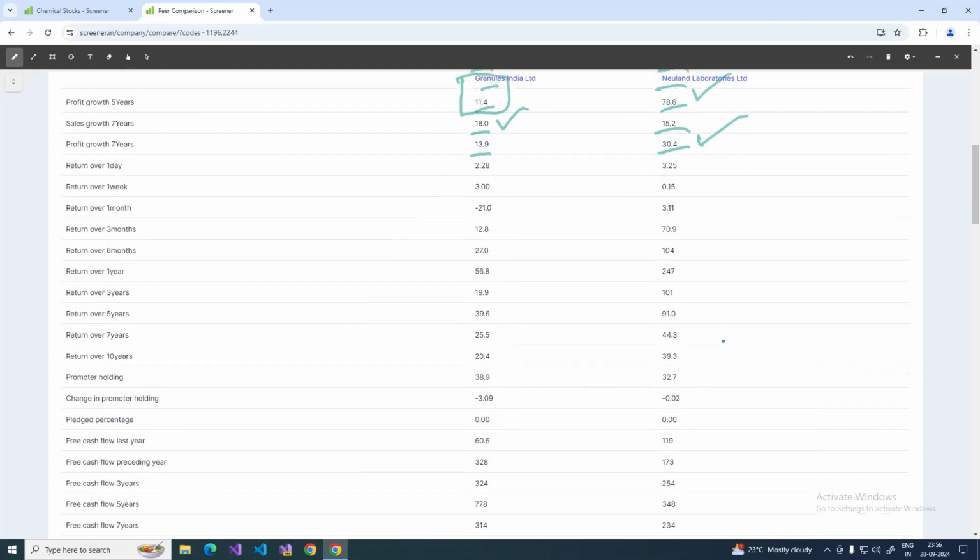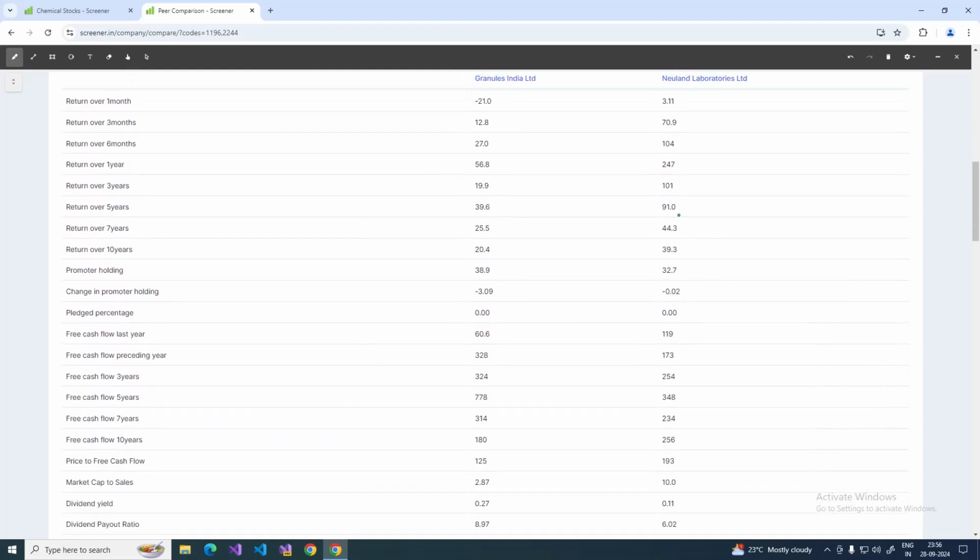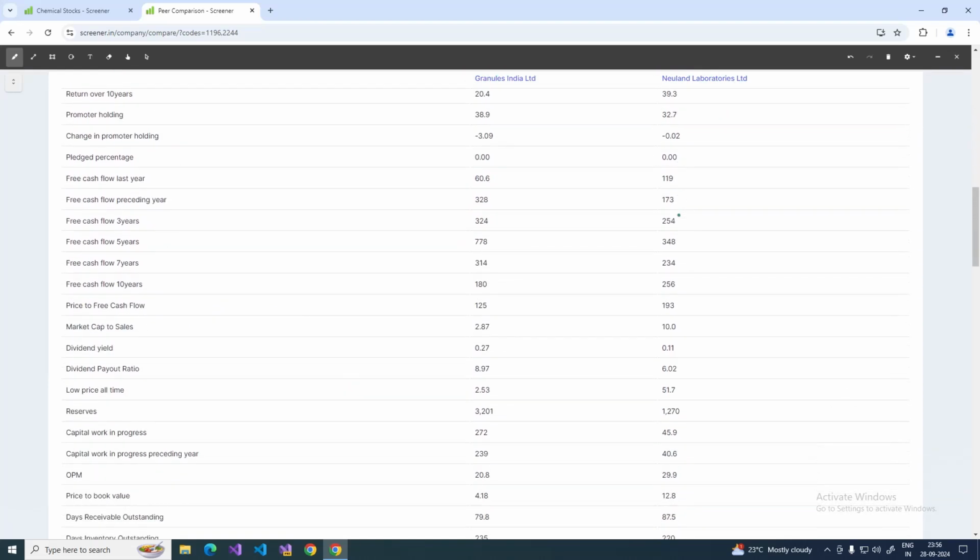Now we'll check a few more things. Promoter holding. So Granules is 38.9 and Neuland is 32.7. So this is positive for Granules. Change in promoter holding, 3% down for Granules and 0.02% down for Neuland. Pledged percentage is 0% and 0%, so both are the same.